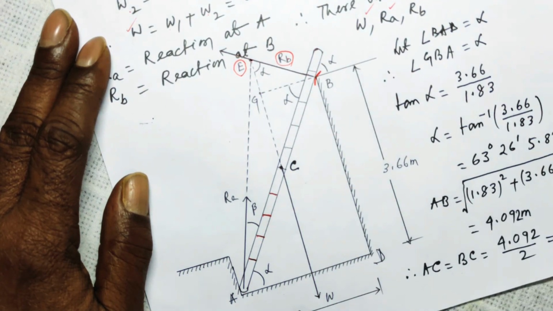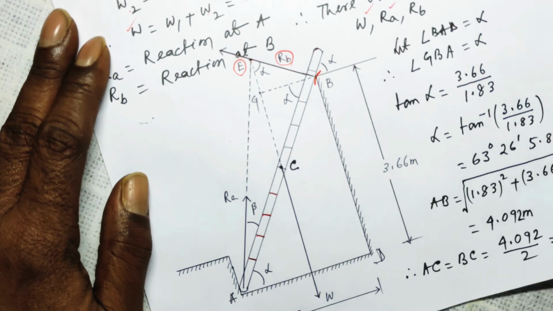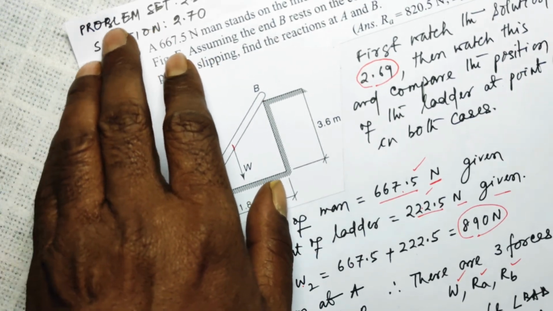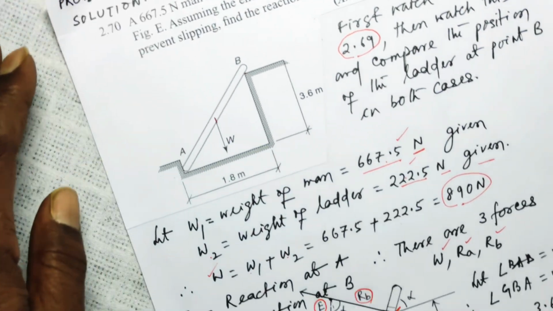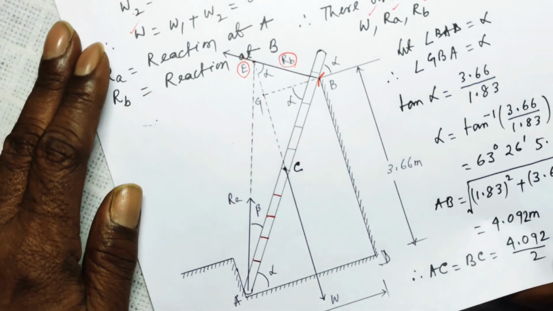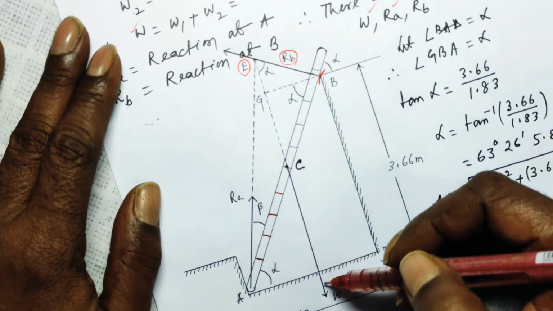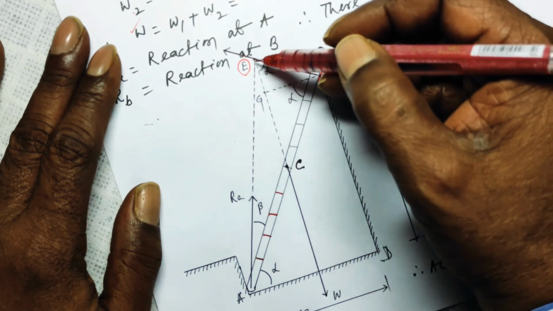Now, for equilibrium of three forces in a plane pointing in different directions, they must have a common point of intersection. That is what we did in the beginning of problem set 2.5. That was the condition. So, RB is pointing to this side and the line of action of W when produced backward meets here.